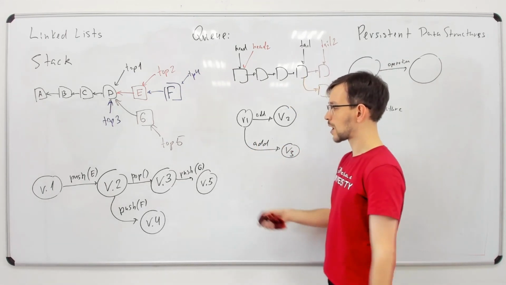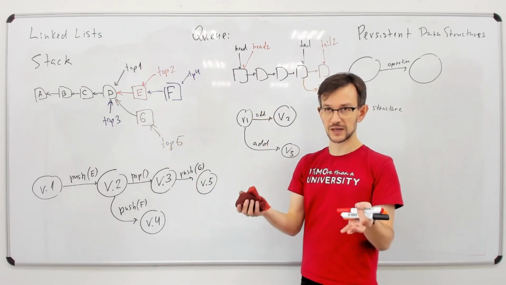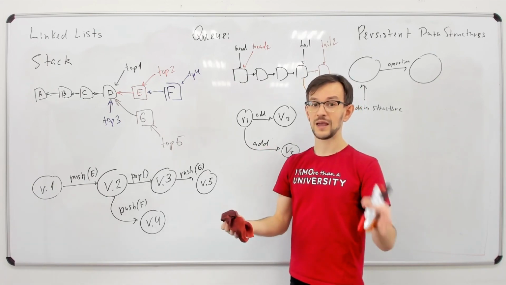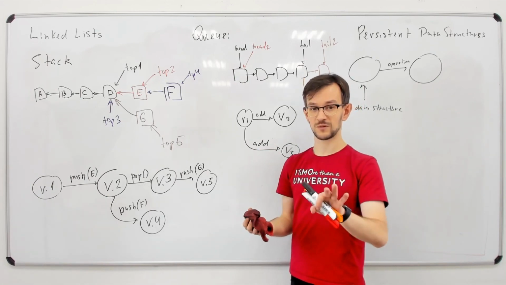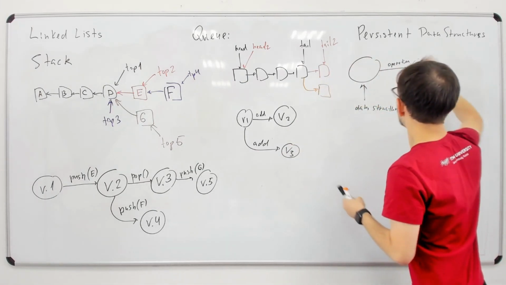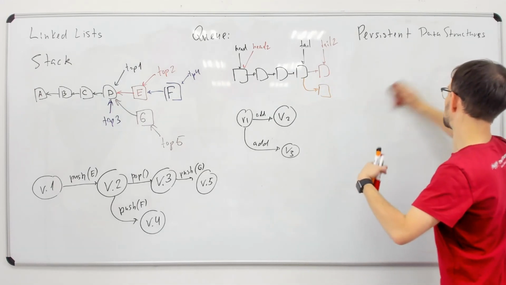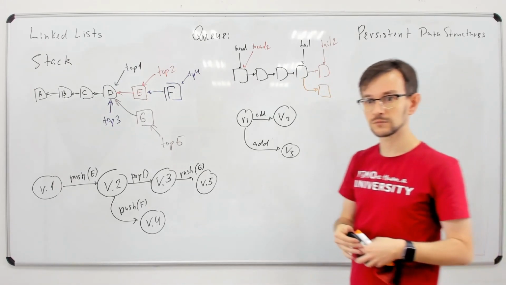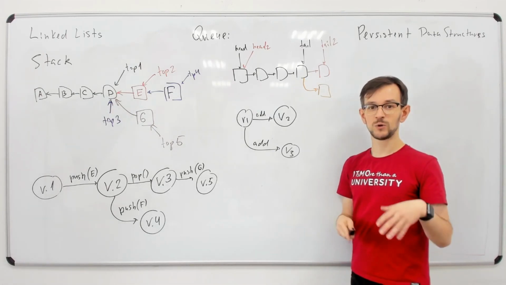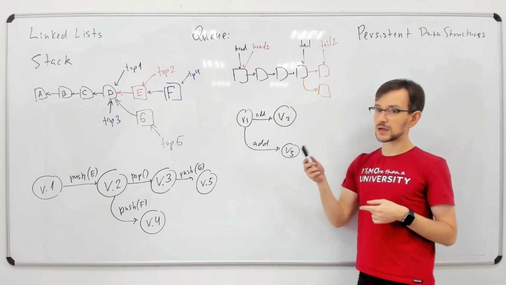Like, okay, I know how to make a persistent stack. So let's take 2 persistent stacks and make a queue. And that's almost true, but not exactly. What is the problem? Why can't you just take 2 persistent stacks and make a queue? You can, but it will be slow.